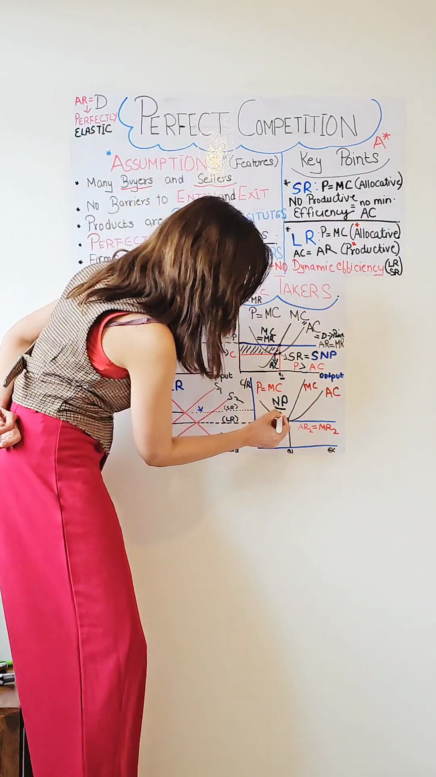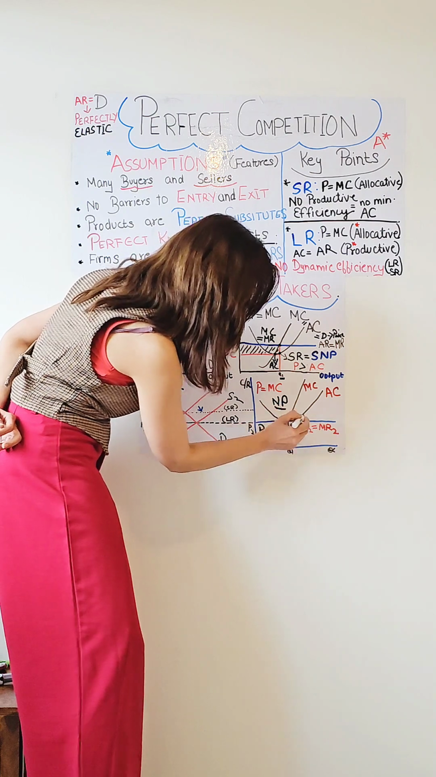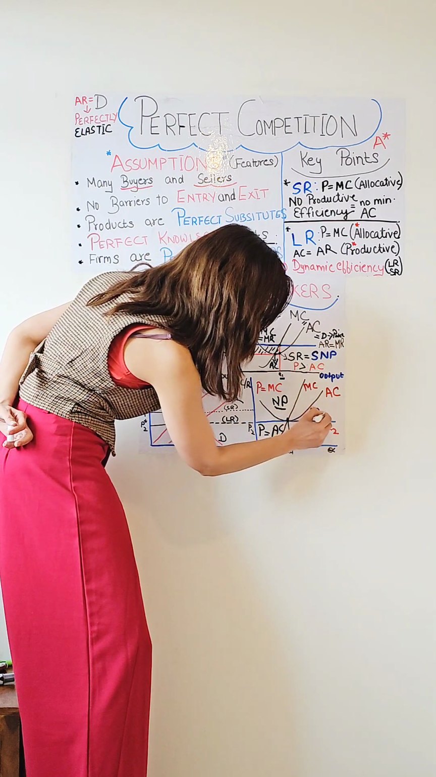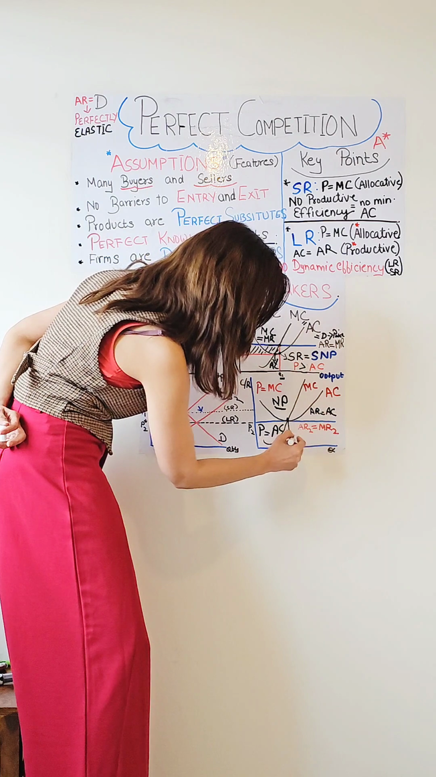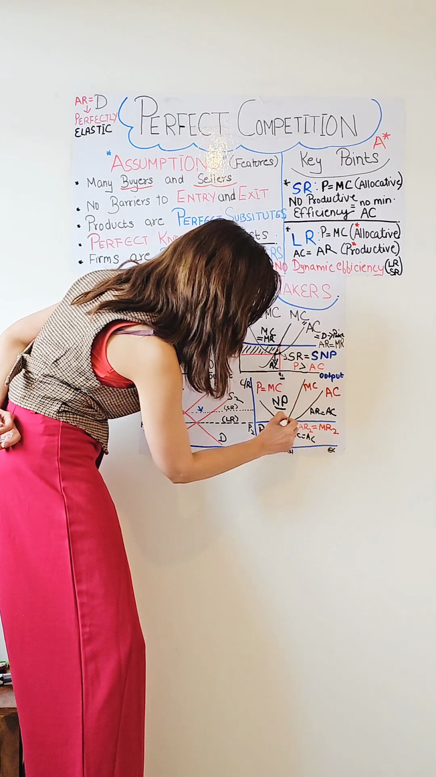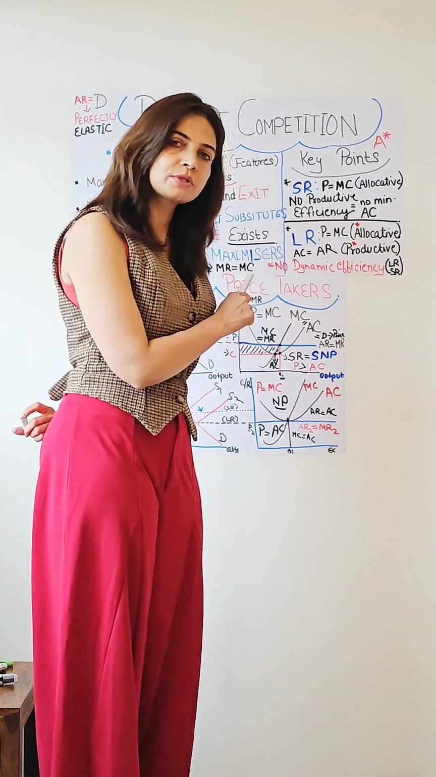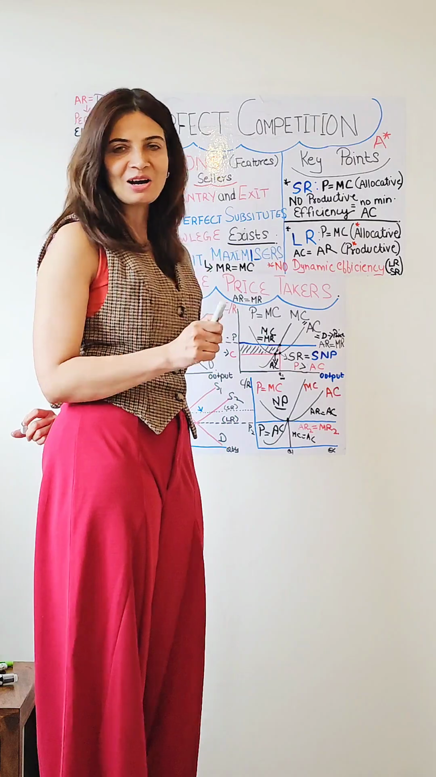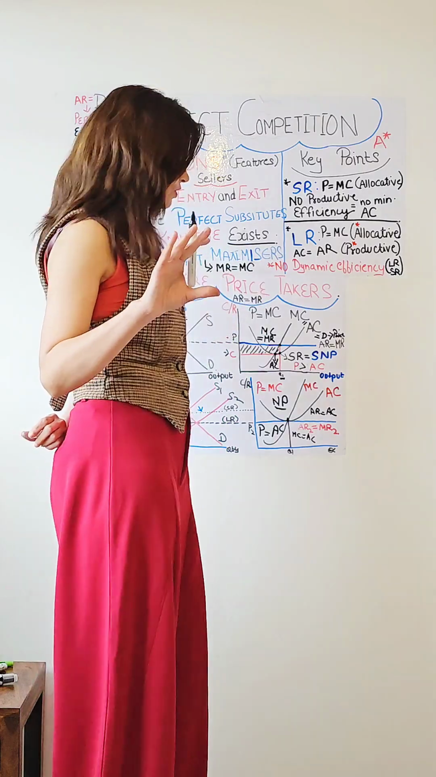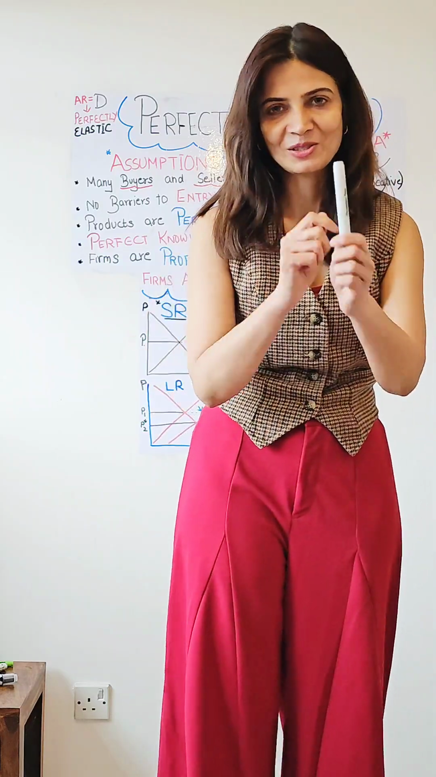So yes, we can see here the businesses are operating at the minimum of AC. We can see AR equals AC, so normal profits, MC equals AC, and businesses are operating at the minimum of this point. Yes, in the long run, under perfect competition conditions, the businesses are productively efficient. So remember, diagrams are super important. Use them, apply them, and practice them.